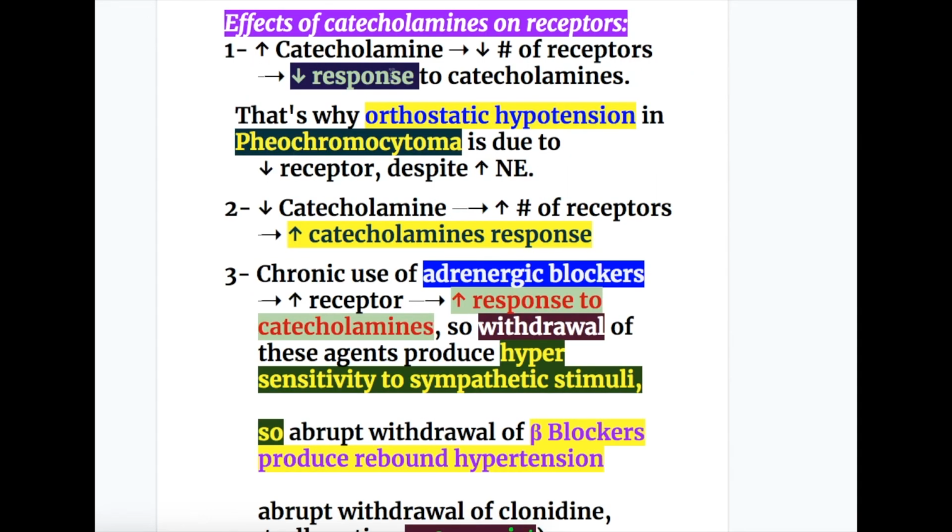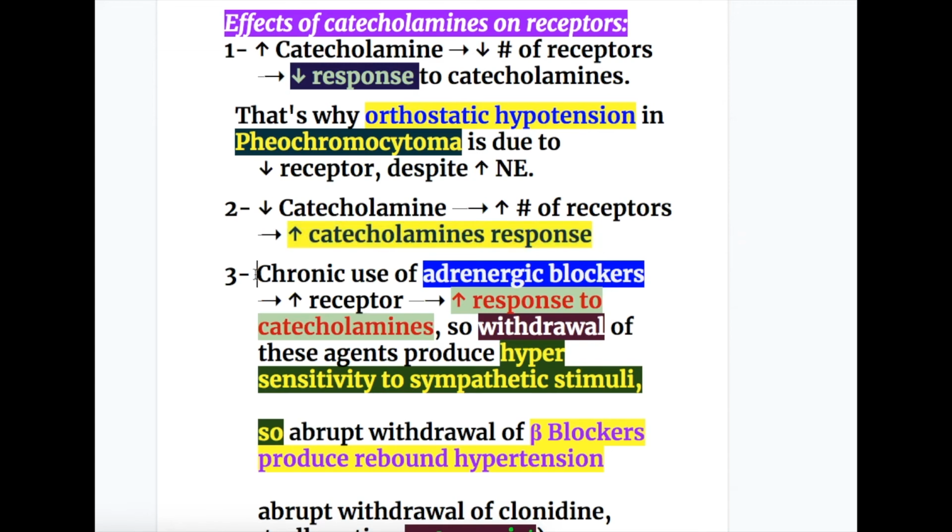Okay, effects of catecholamines on receptors. First, when we have increased catecholamine, it decreases the number of receptors, which leads to a decreased response to catecholamines. That's why orthostatic hypotension in pheochromocytoma is due to decreased receptor despite having increased norepinephrine. So increased catecholamine as it occurs in pheochromocytoma is going to decrease the number of receptors, and that causes orthostatic hypotension. Number 2, decreased catecholamine increases the number of receptors, which leads to increased catecholamine response.